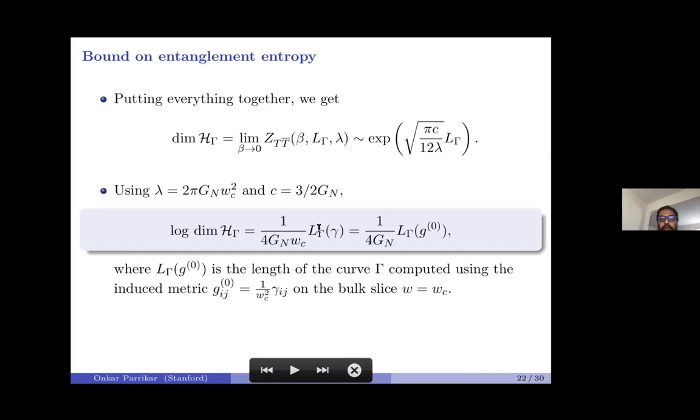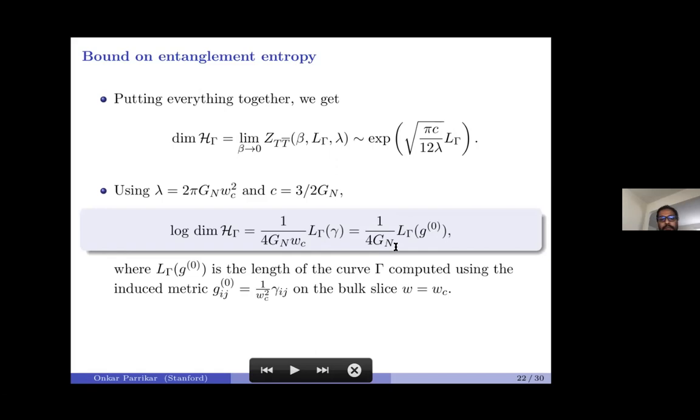If you write it in terms of the length of gamma in the field theory metric, then you get a factor of 1/WC out front. But you can also write it in terms of the length of gamma in the induced metric G naught, which you'll remember from our previous discussion was related to gamma like this. And in that way of writing it, the log of the dimension of H gamma has coefficient just 1/4 G Newton.